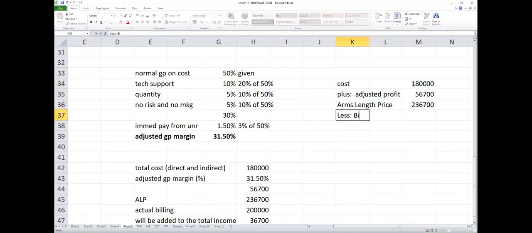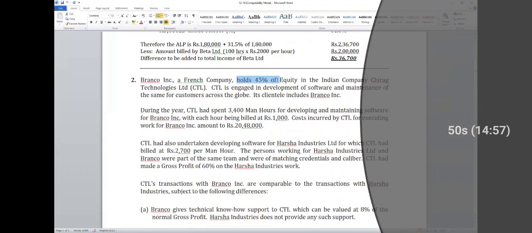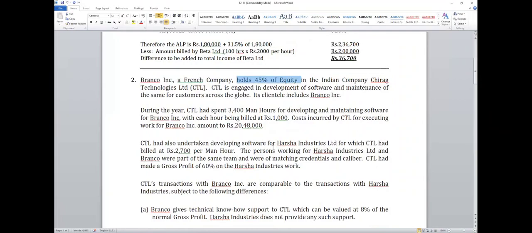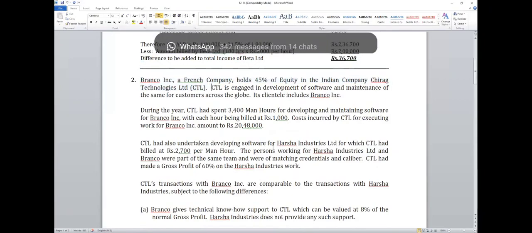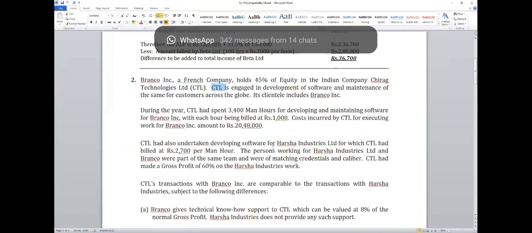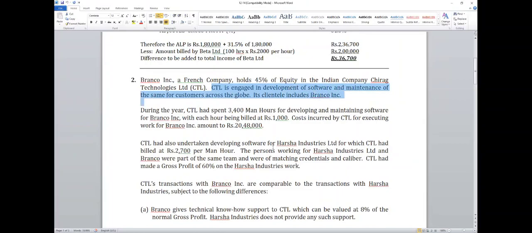Whereas what is your billing to a... % of equity in Indian company CTL, Siraj Technologies Limited. 45% indicates both are associated. CTL is engaged in development of software and maintenance of the same for customers across the globe. Its clientele includes Branco Inc. So both are associated, ma'am.